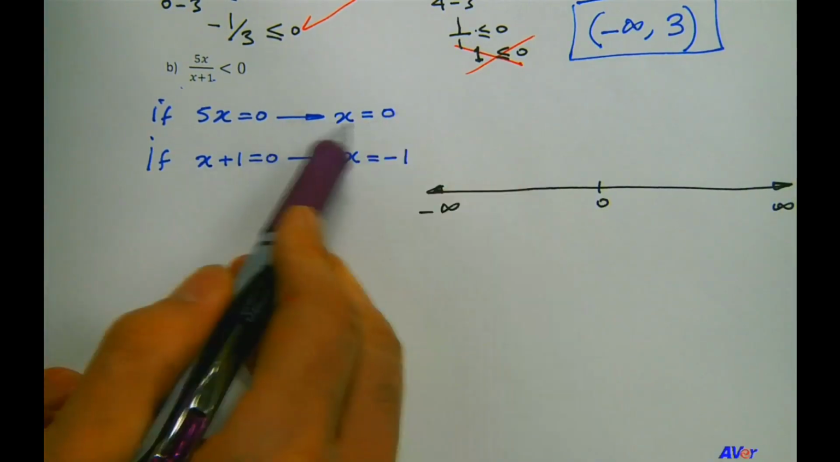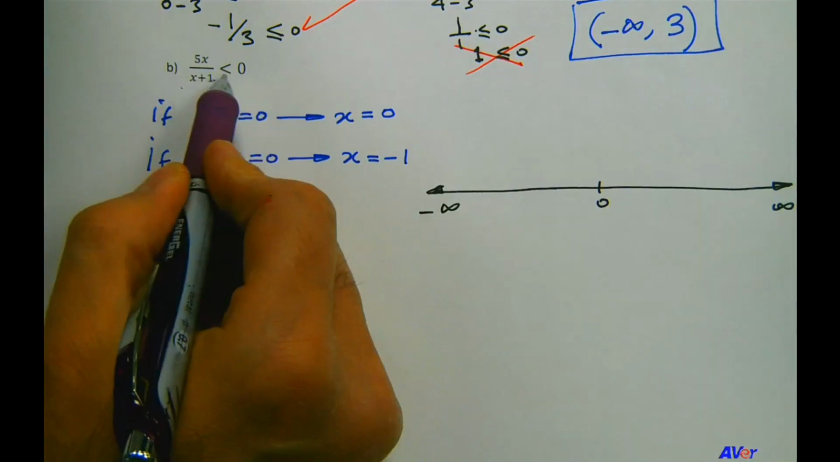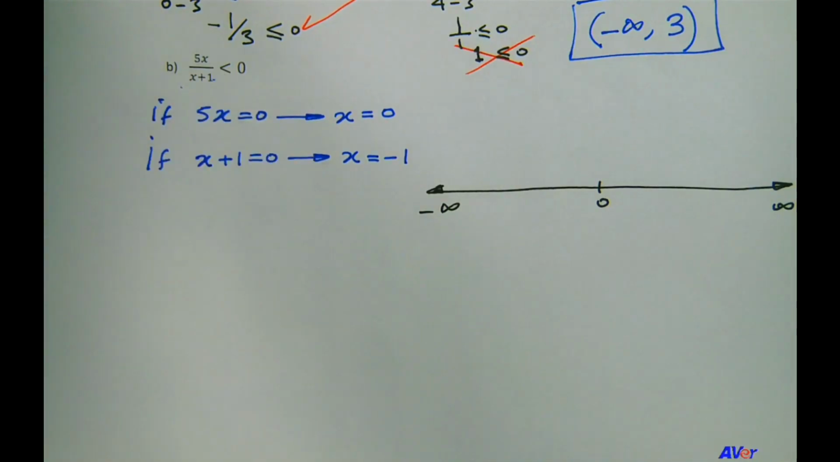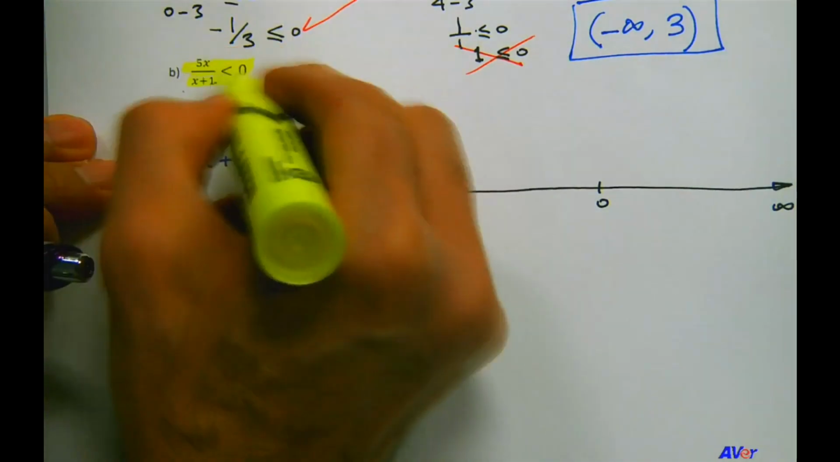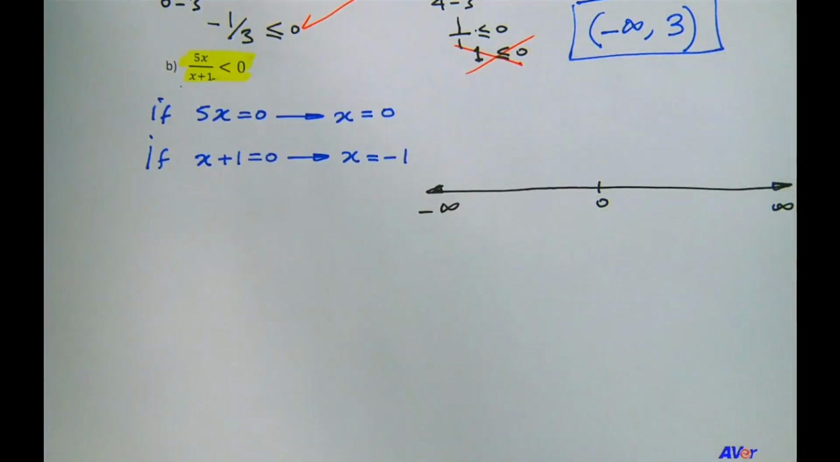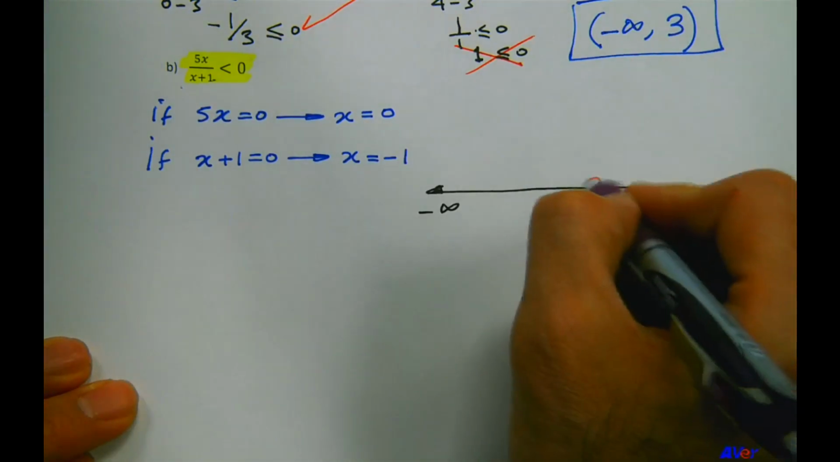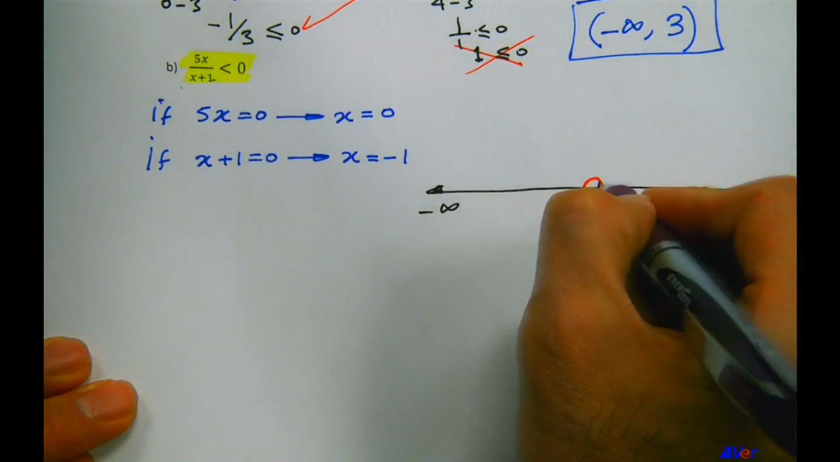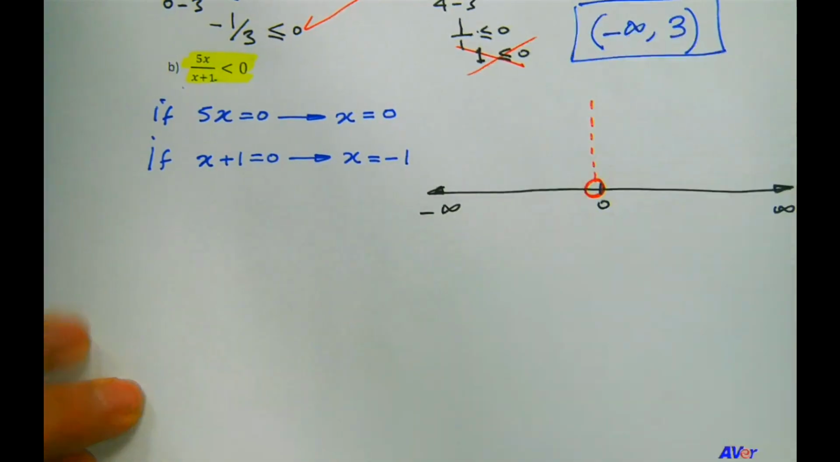So can this expression be equal to 0? No, it can't, because look at this. This is a strict inequality. A strict inequality means the left side cannot be equal to the number that appears on the right, in this case 0. So x equals 0 is not acceptable. So I'm going to put a hollow circle on top of 0, and put a dashed line over it. So 0 is excluded.